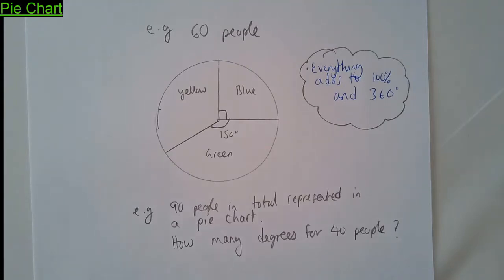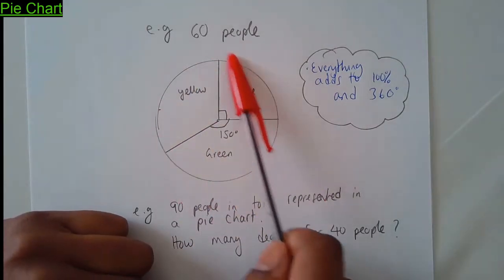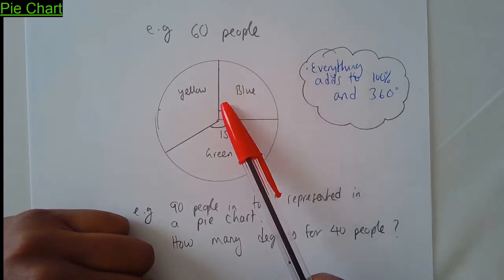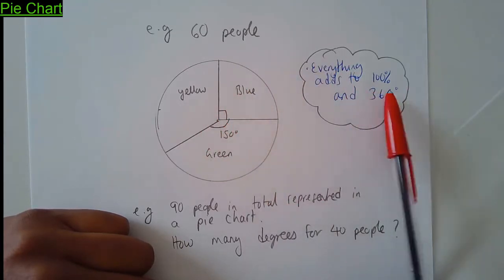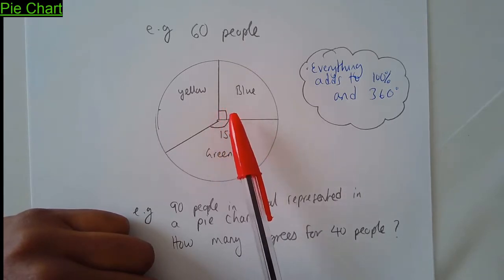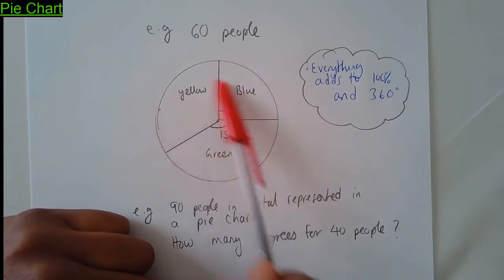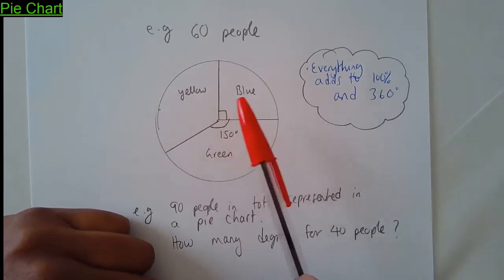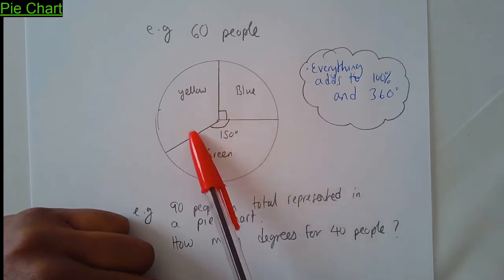One thing that you need to know about pie charts is that every single angle adds up to 360 degrees all the way. That one there, I know there's no number there, but you know that's a 90-degree angle. So all angles add up to 360. Also, everything is 100%.